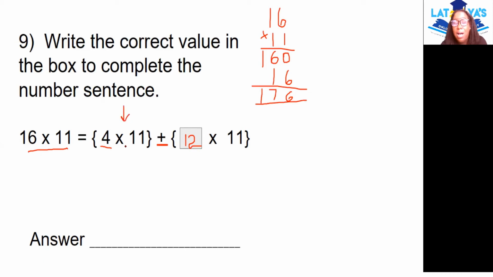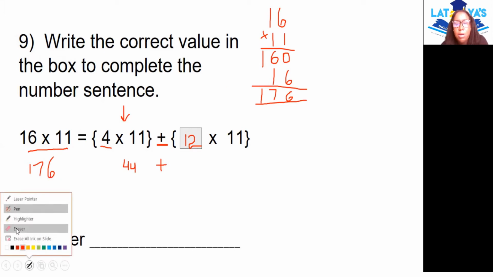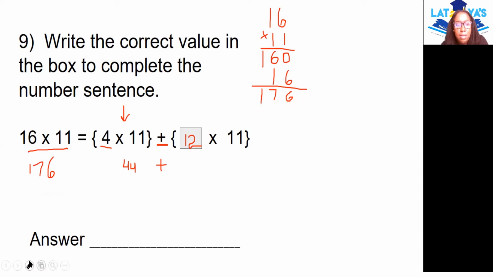Now what was given on this side? 4 11s are 44. So the question is, what must be added to 44 to give me what I got on this side, 176? Well, I can subtract. I know it's a longer way out, but follow me through to the end. So I'm going to subtract 44 from 176. 6 take away 4 is 2. 7 take away 4 is 3.